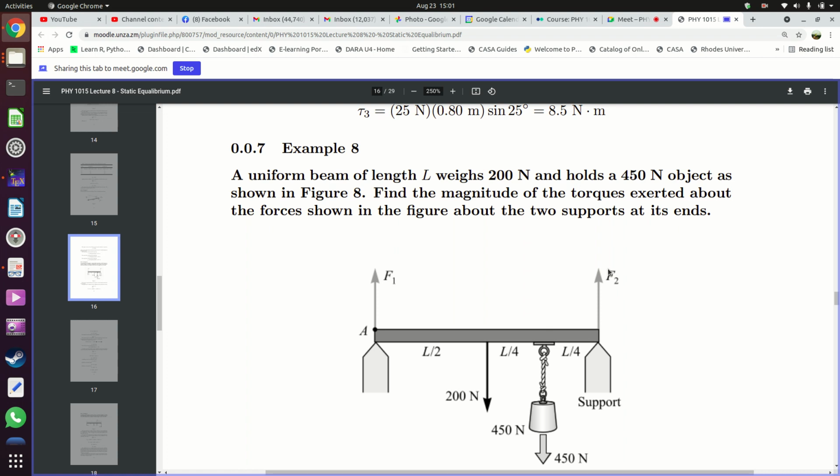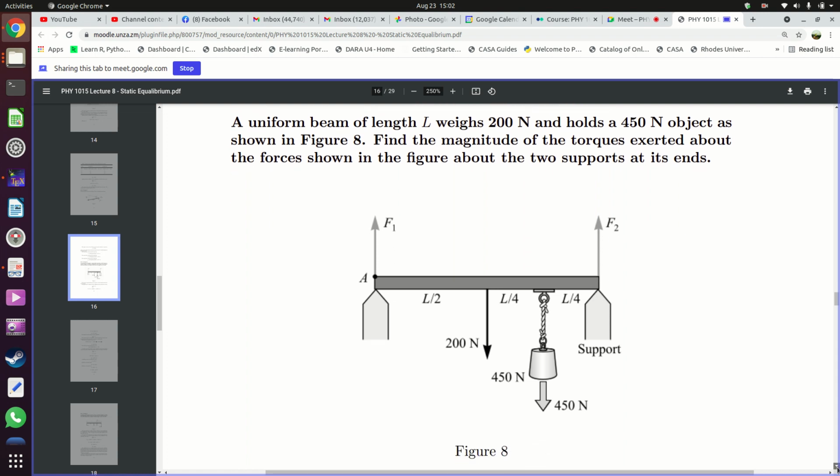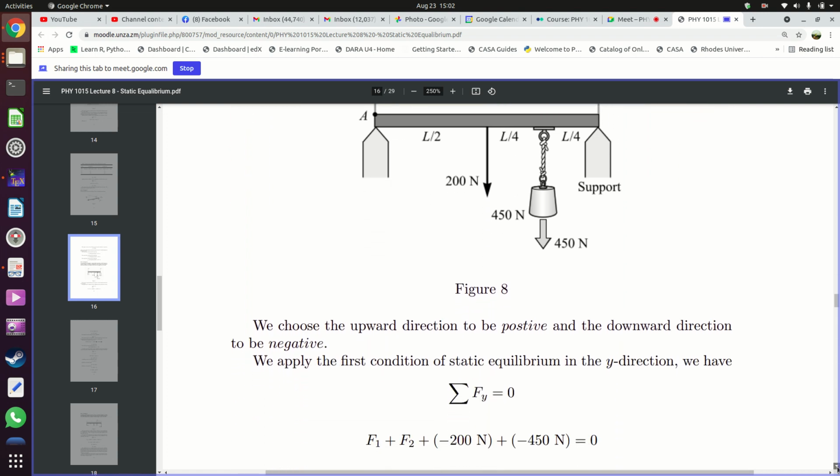So the whole point of the second condition of equilibrium is you add the clockwise torques plus the anti-clockwise torques, and you should end up with a 0. So you need to choose which torques will be positive, which torques will be negative. If you choose the clockwise torques to be positive, then the anti-clockwise torques are going to be negative. If you choose the anti-clockwise torque to be positive, then the clockwise torques are going to be negative. Are we clear? It's up to you what you choose.